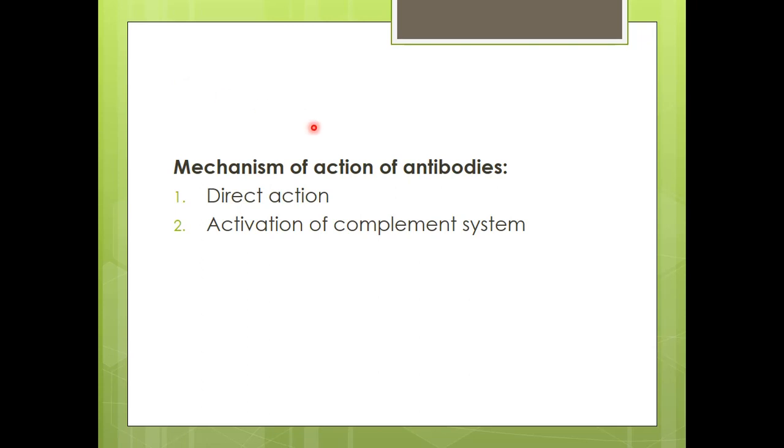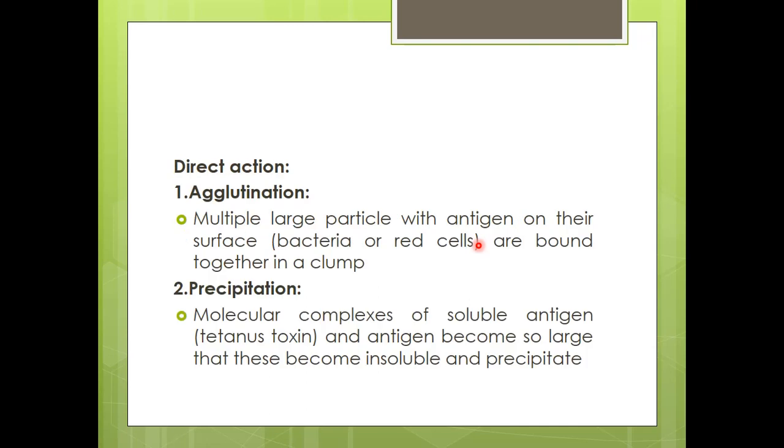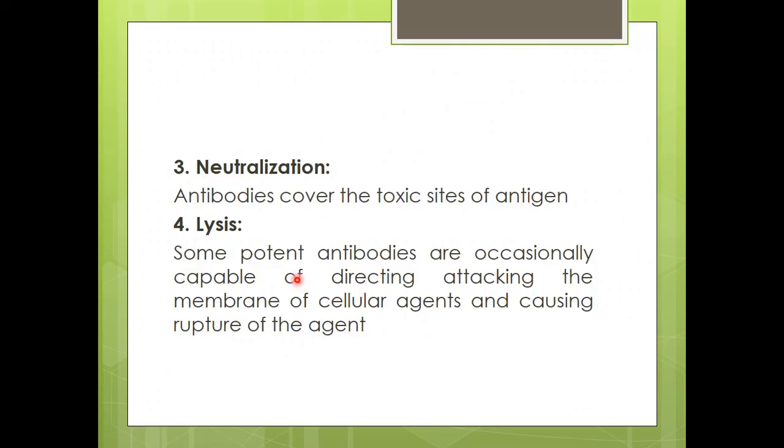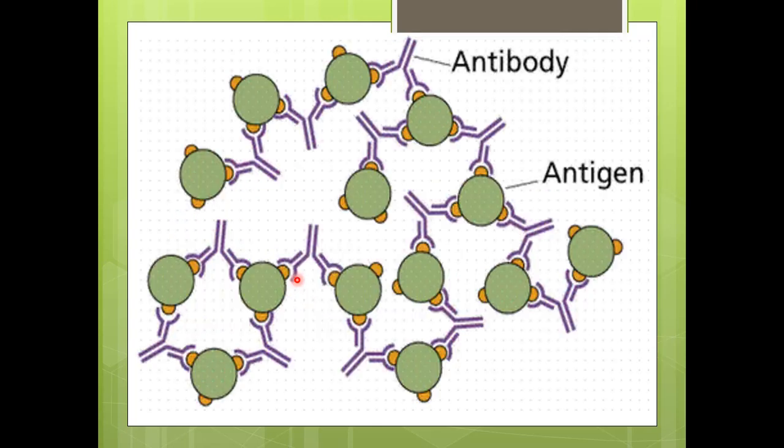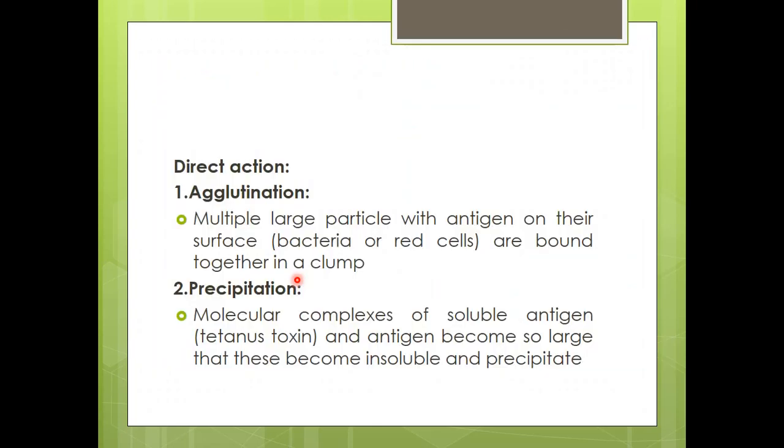Now we are going to talk about how the antibodies produce their action against antigens. So the actions of the antibodies are of two types: direct actions of antibodies, and actions of the antibodies produced by activation of the complement system. First we are going to talk about the direct actions. The four important direct actions of antibodies are agglutination, precipitation, neutralization, and lysis.